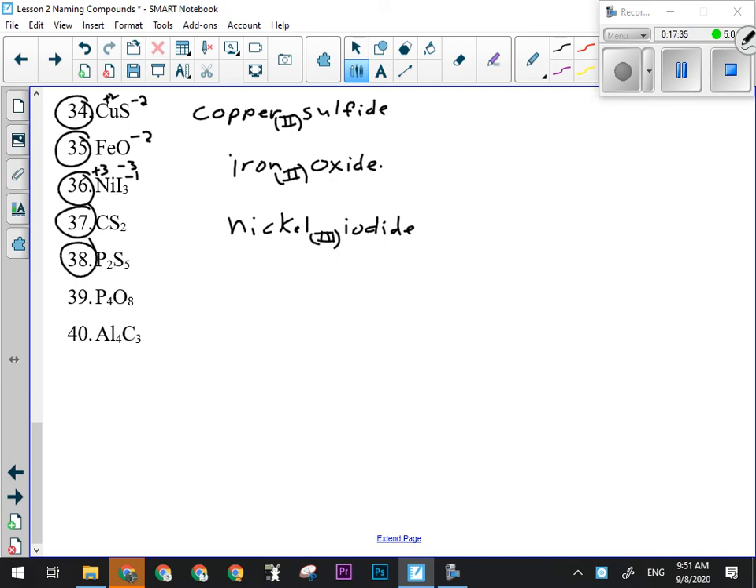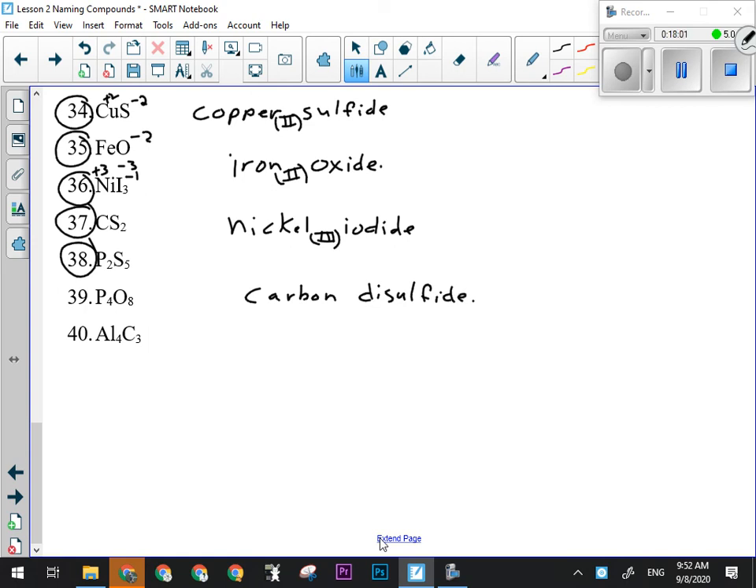Okay, for 37, we've got copper with sulfur, ionic or molecular? Or sorry, carbon with sulfur. It's molecular. Carbon's a non-metal. So we'll have carbon. Do we need a prefix on carbon? Nope. Do we need a prefix on sulfide? Yes. Which one? Di. All right, so we got carbon disulfide.